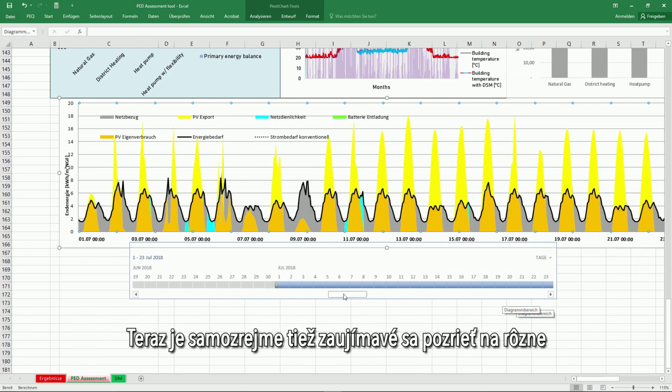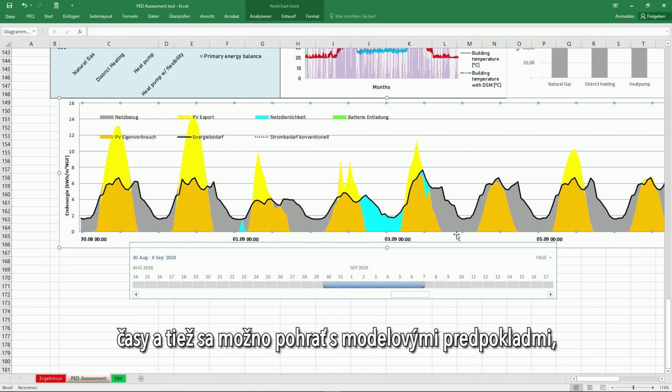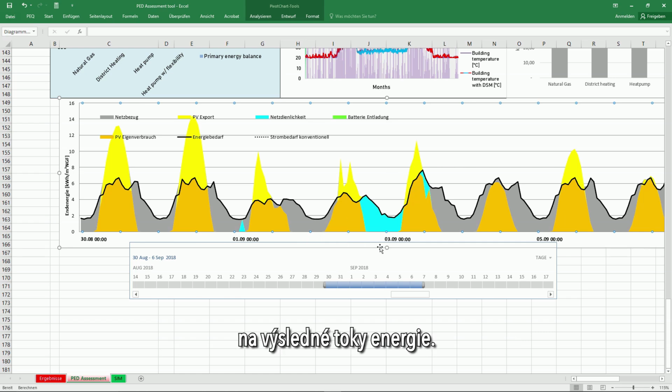Now this is also, of course, interesting to have a look at different times and also maybe play around with the model assumptions to see the effects of different district configurations on the resulting energy flows.